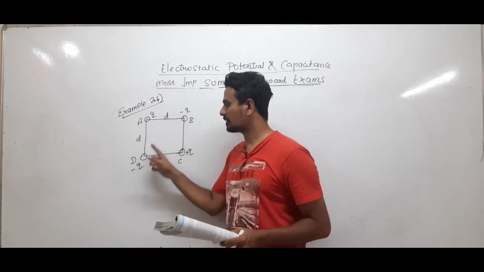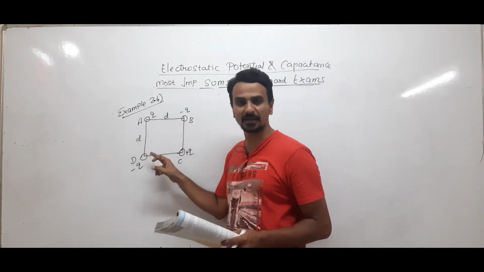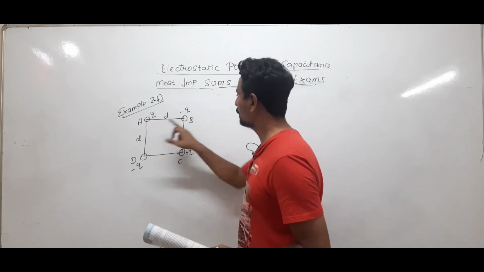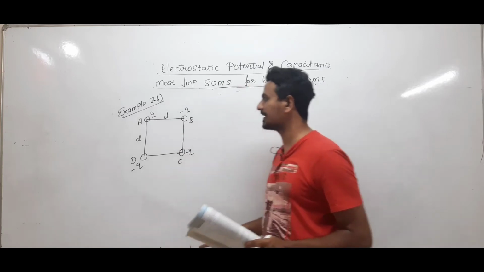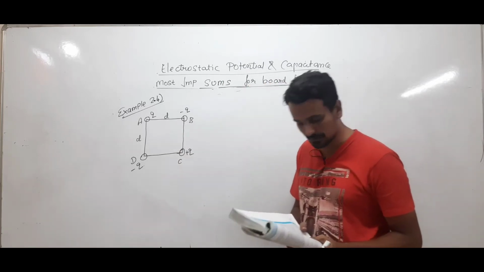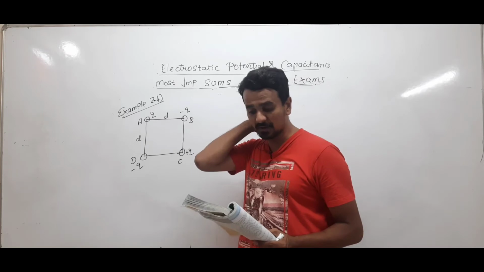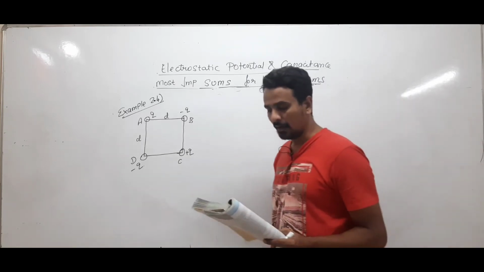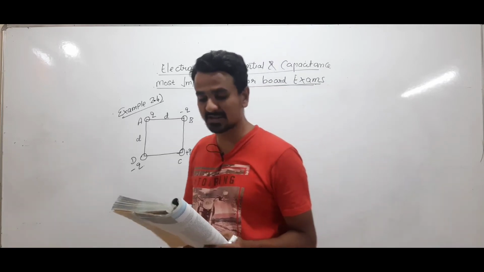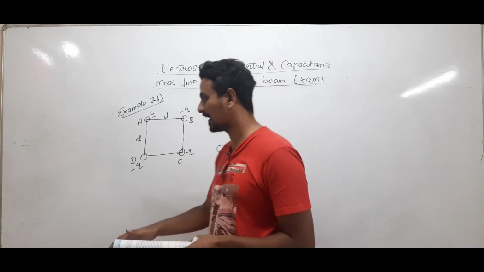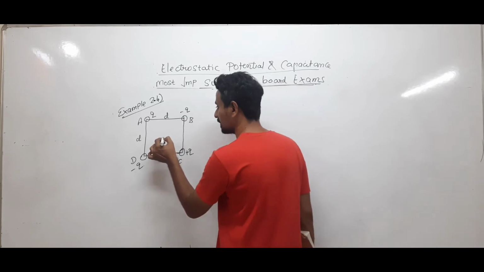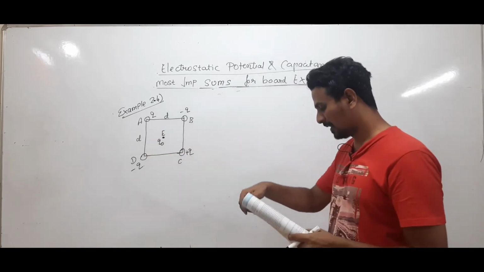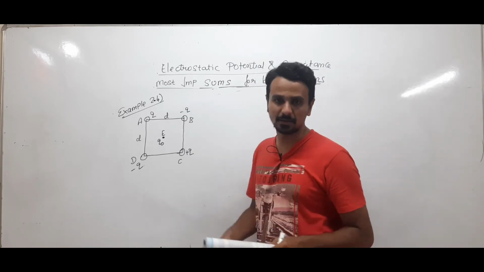A square of side d. Charges q, minus q, q and minus q are arranged at the corners A, B, C, D of the square. You have to find the work done to put this arrangement together. Then a charge q0 is brought to the center E of the square. That means a charge q0 is brought here at the center E. So how much extra work is needed?